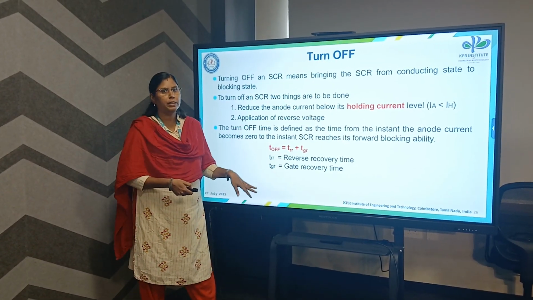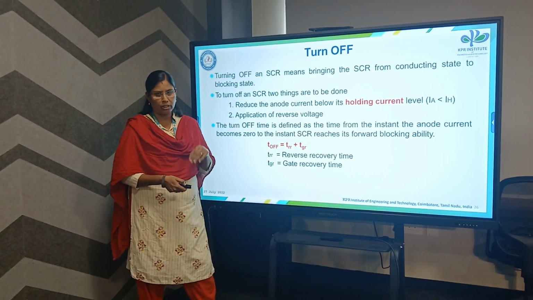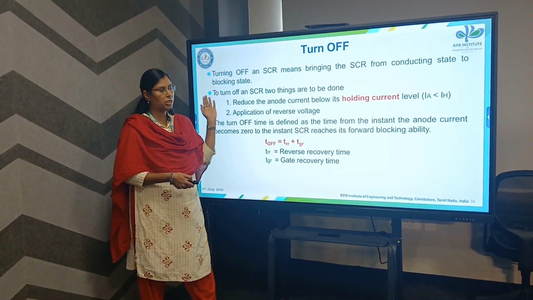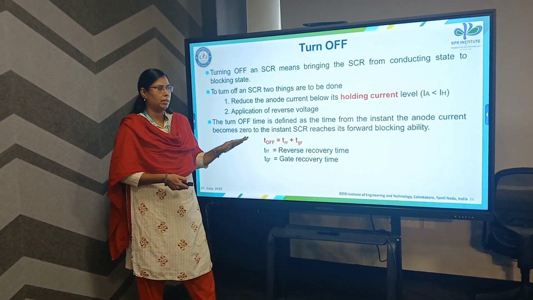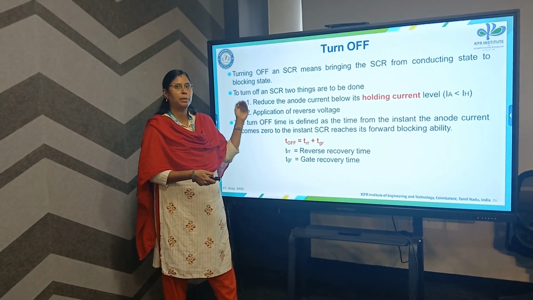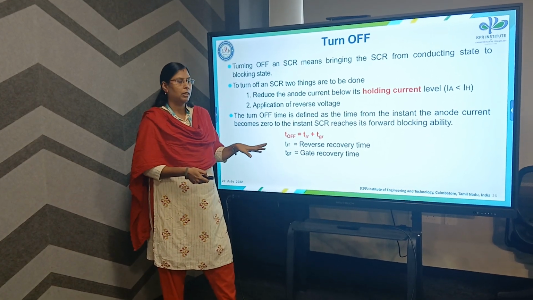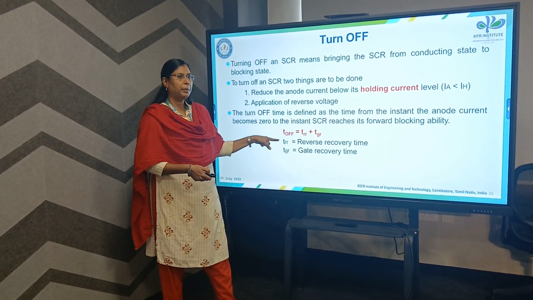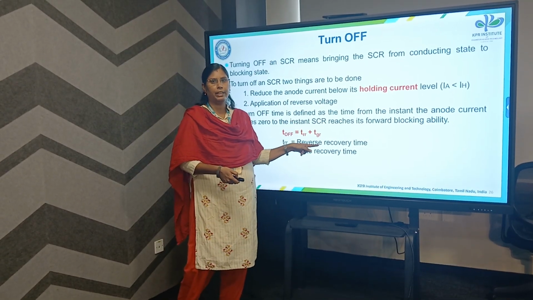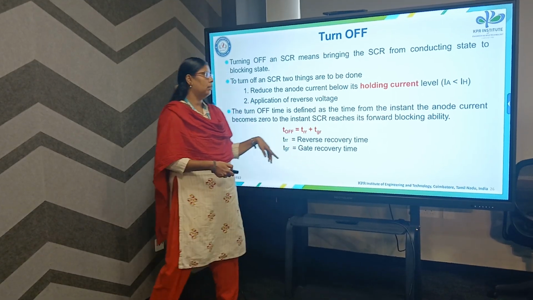Likewise, we have turn off methods, because once the gate is triggered, there is no need to continue supply to the gate. Once it's triggered, the triggering pulse is removed. So we want separate turn off methods to turn off the thyristor. The turn off methods are 2. One is reducing the anode current below the holding current. Another method is application of reverse voltage. The T off time period has 2 time periods: reverse recovery time and gate recovery time. So T off equals T suffix RR plus TGR.